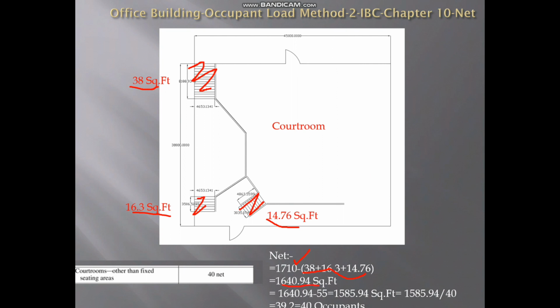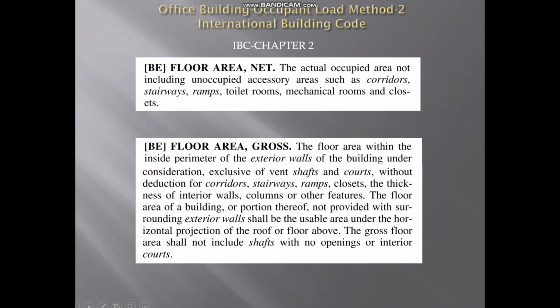We are not going to stop only at this point, and there is one more thing we need to consider here. If you go to this one again, floor area, gross, you can see the thickness of interior walls. This should be without deduction for corridors here, but what they have mentioned here is different.